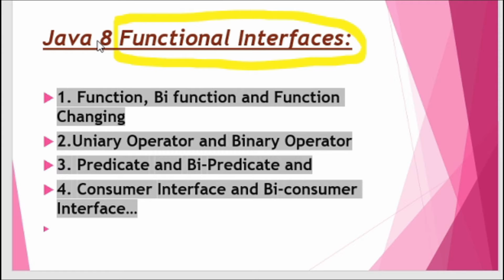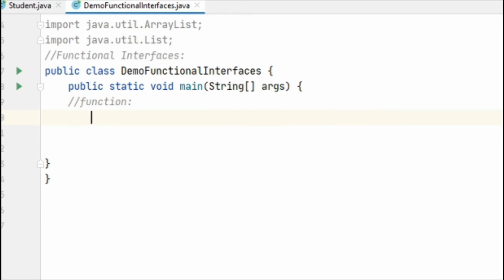Java 8 has introduced new features of interfaces, that is functional interfaces. They are Function, BiFunction, UnaryOperator, Predicate and Consumer interface, BiConsumer, etc. In today's video I am going over the first point: what is Function, BiFunction and function chaining. Okay, let's start the coding part now. First thing we'll see about Function.